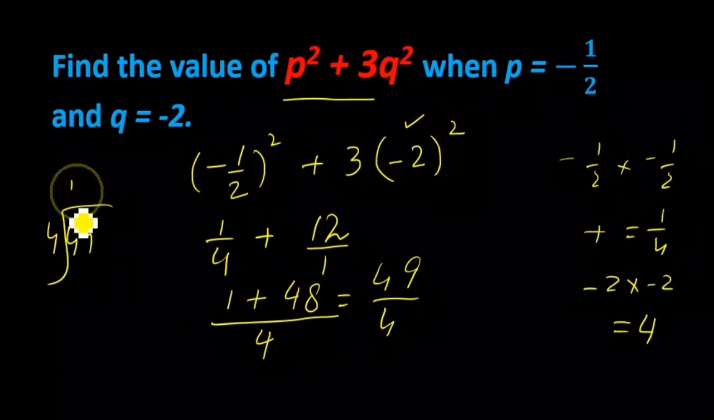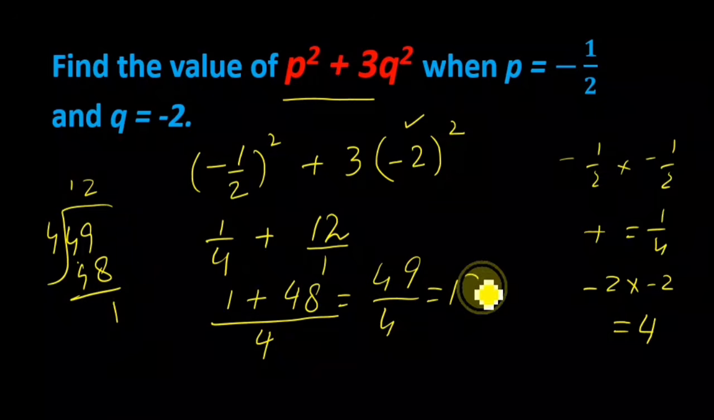Again it is an improper fraction. Now we change this fraction into a mixed number. 4 12s are 48 and your remainder is 1. So the quotient is 12 whole number and 1 over 4. That is the answer of this question.